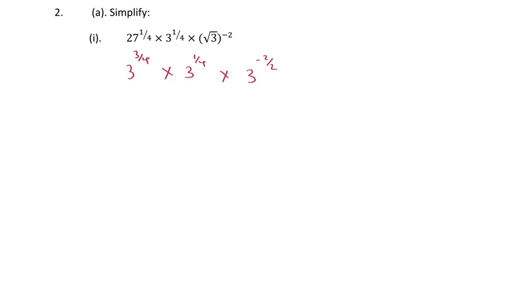Okay, so now since the bases are the same, we are going to add the exponents. Then our expression is going to be 3 power, in brackets, 3 over 4 plus 1 over 4 minus 2 over 2. Okay, so after adding the values, we are having 3 power 0, of which, solving this, the answer is going to be 1. And this is going to be our final answer.